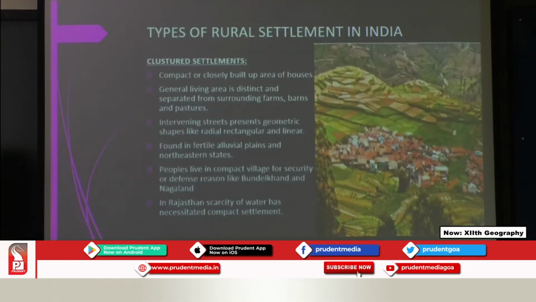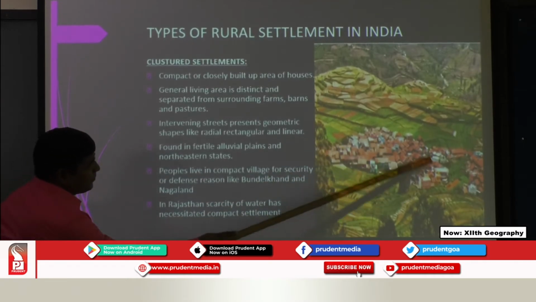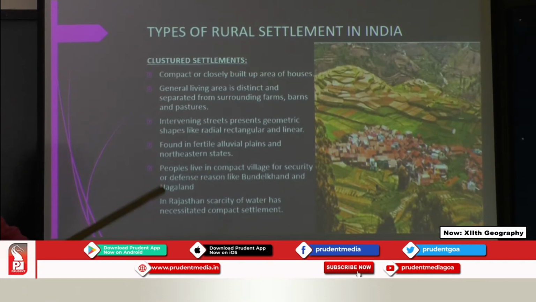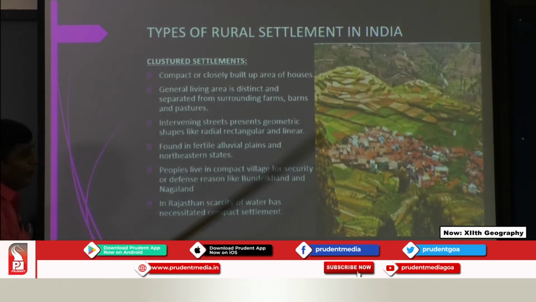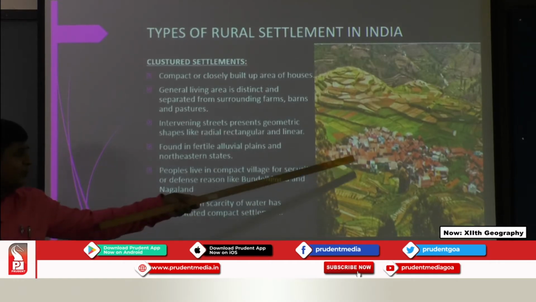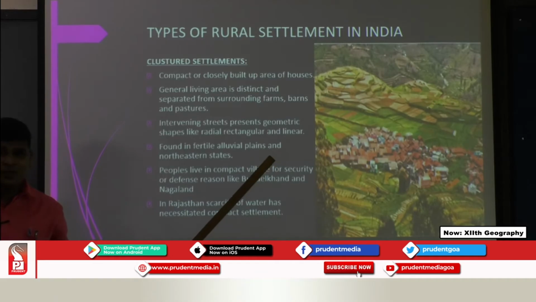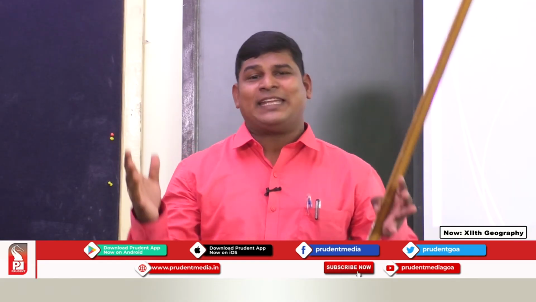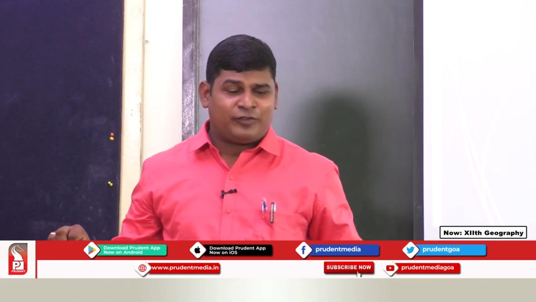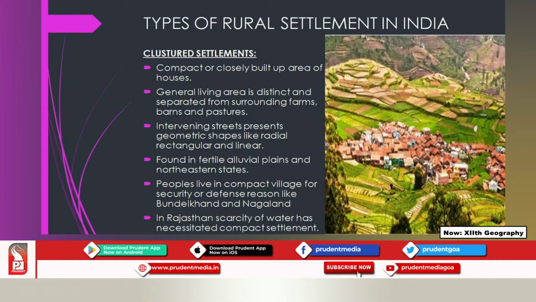clustered or nucleated settlements. If you see the image here, you can see a settlement, and from the features of this settlement you can make out this is a closely built up area wherein hardly any gap is found between the houses. So the houses in clustered settlements are located in close vicinity, in a compact area. The first feature of clustered settlement is a compact or closely built up area of houses.